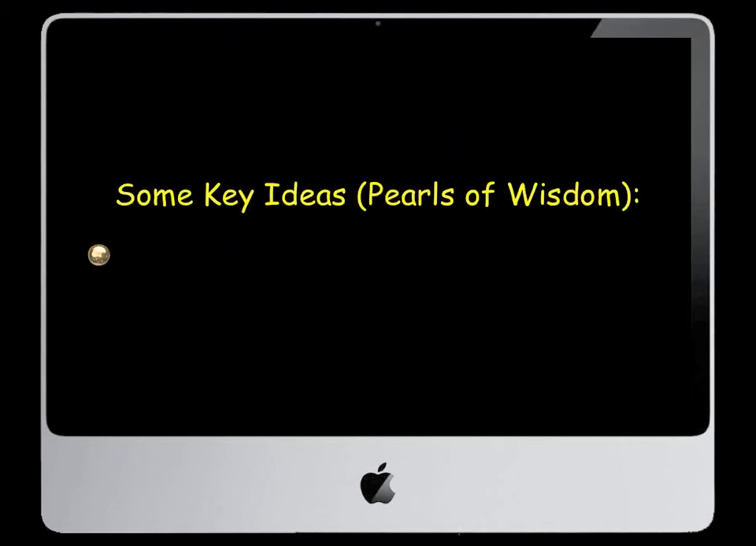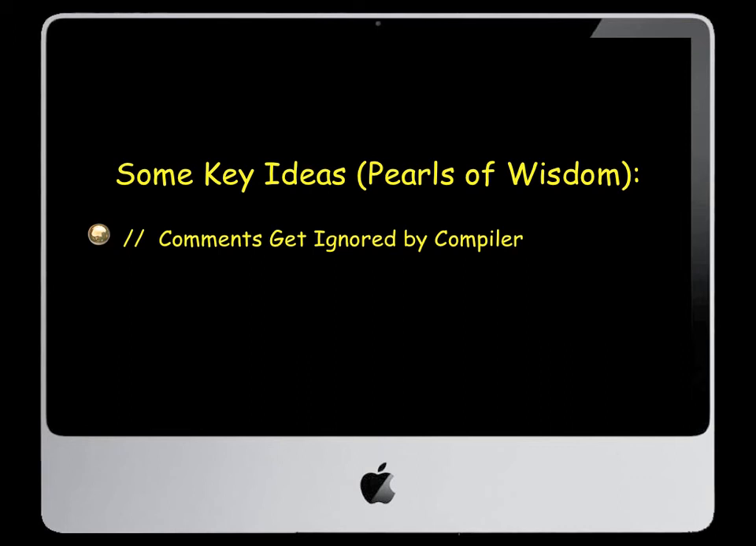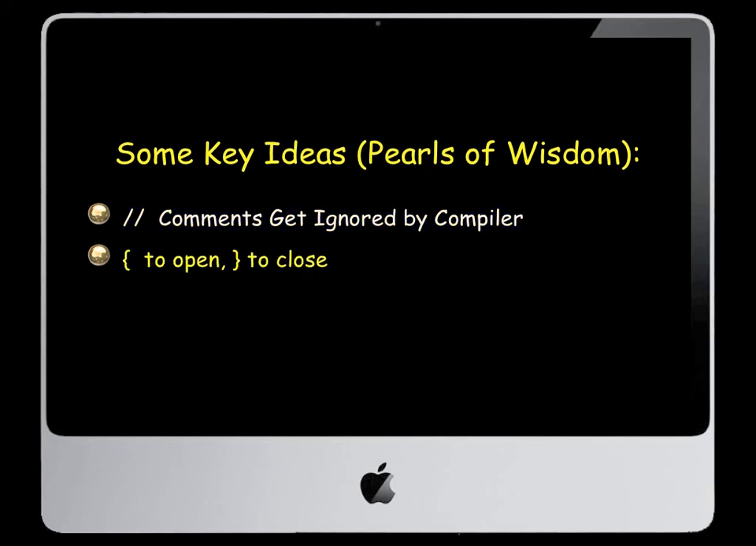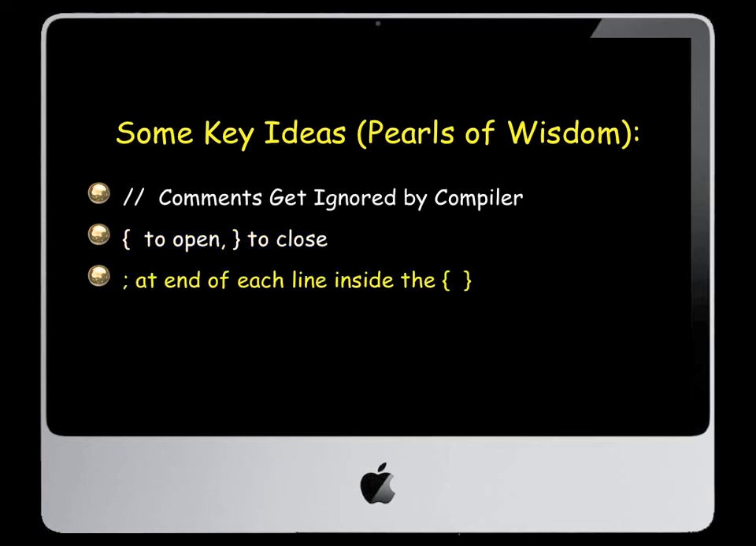Now here are some key ideas or pearls of wisdom about what we just covered. First, remember 2 forward slashes together make comments, and comments get ignored by the compiler. We also have an opening squiggly and a closed squiggly to open and close the main portion of the program after we declare int main void. We have a semicolon at the end of each line inside the open and closing squigglies.